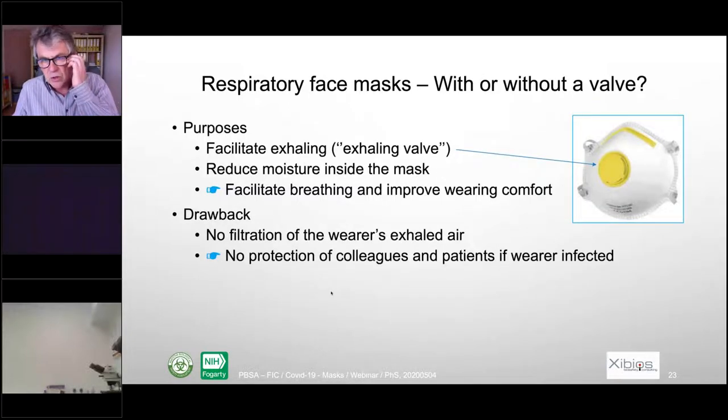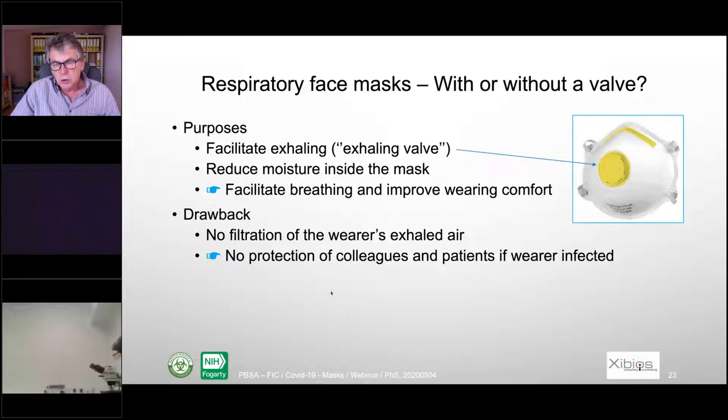The second point I want to stress is the valve that is present on some N95 and N99 masks. Actually, the purpose of that valve is to facilitate exhaling, so breathing out. It's much more comfortable from that point of view. Also, it reduces the moisture inside of the mask. If you work in a very hot environment, if you have a physical work exposed to dust and so on, you might be sweating, and the presence of the valve will make it more comfortable in that respect. However, that valve has a major drawback.